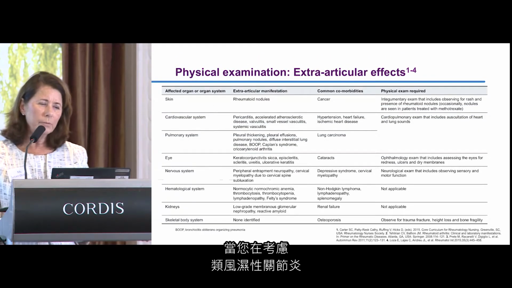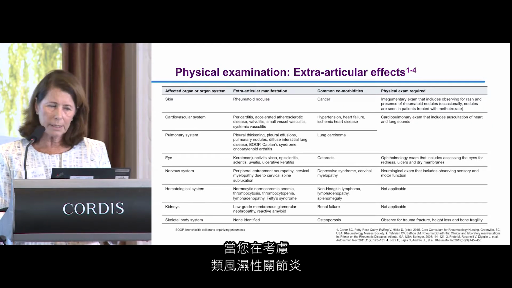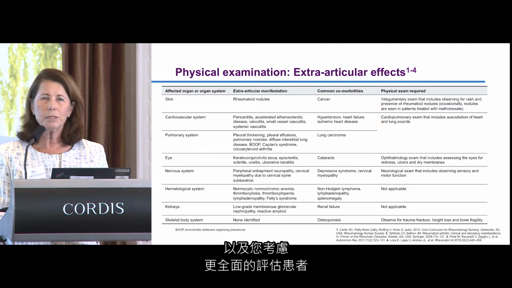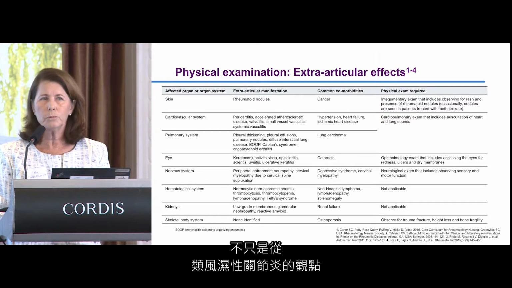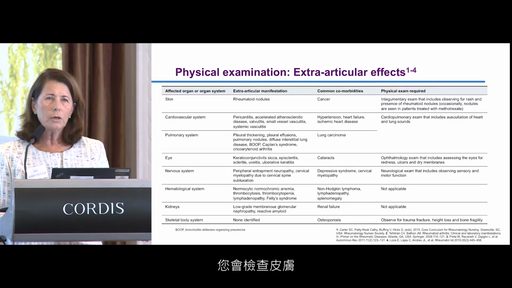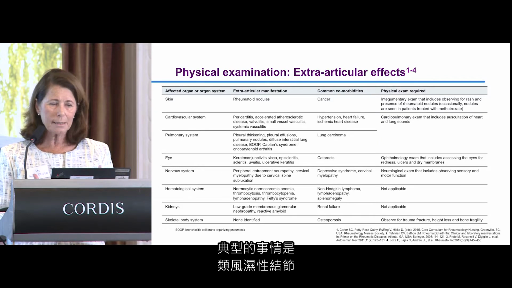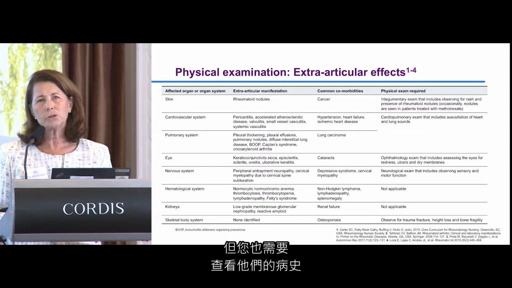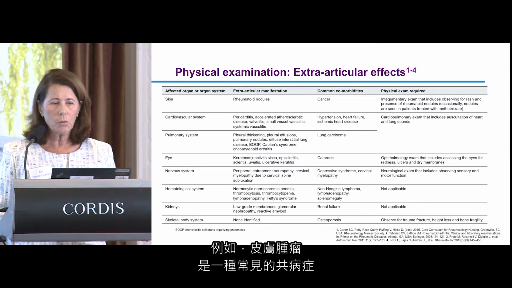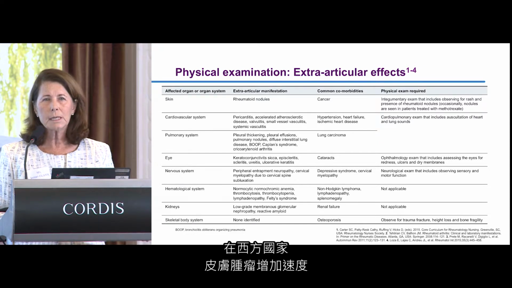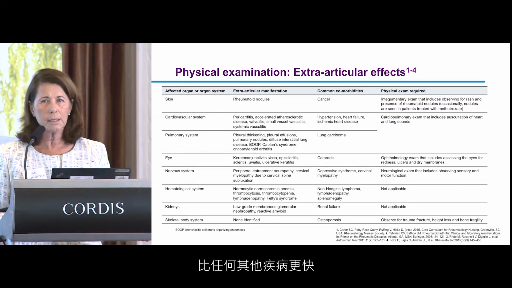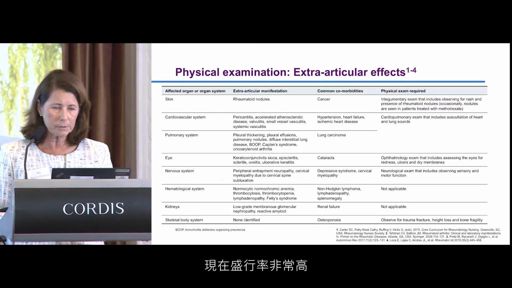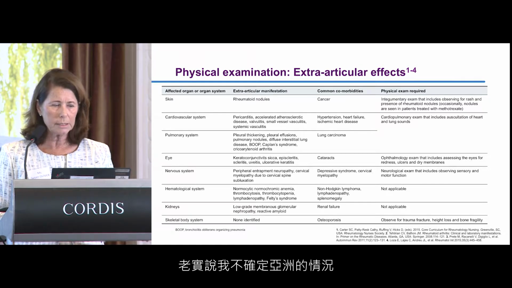So when you're thinking about rheumatoid arthritis and you're thinking about assessing the patients more widely, not just from their rheumatoid arthritis point of view, you'll be looking at their skin, and the classic thing is rheumatoid nodules. But you also need to look at their history. For instance, skin cancer is one of the common comorbidities, and skin cancer in the Western countries is growing faster than any other disease. It's very high prevalence now. I'm not sure about Asia, to tell you the truth.